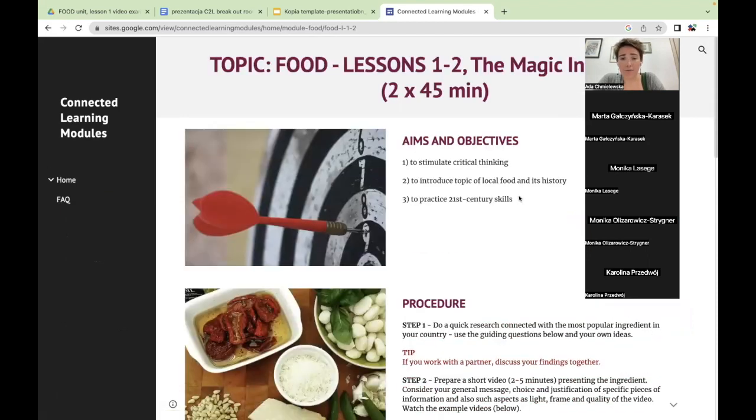So each of the modules that we work on is designed for approximately 8 lessons of 45 minutes. But we designed it in a way that a lesson, a period of time, can be used in the classroom when students work together, so just a traditional lesson, or it could be a period of time working independently at home.